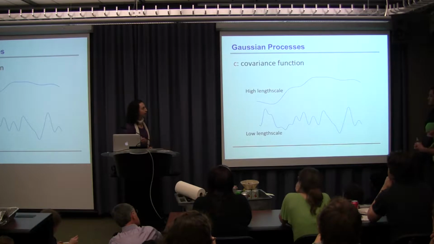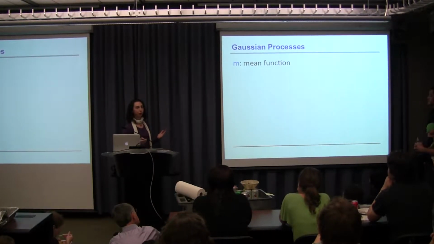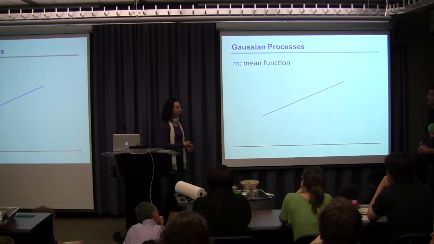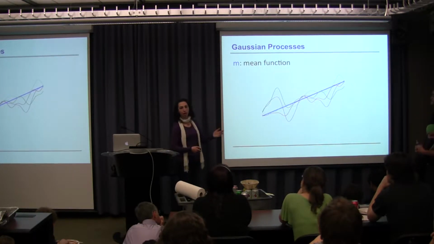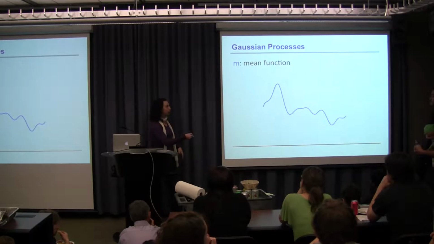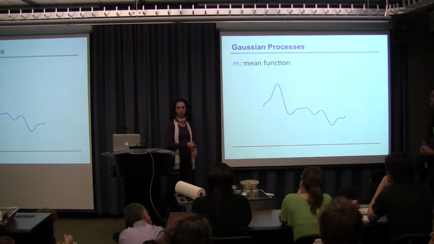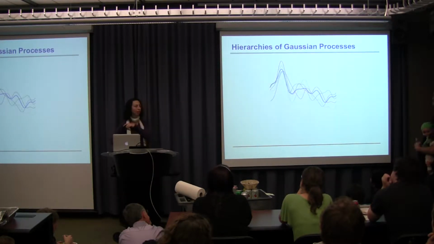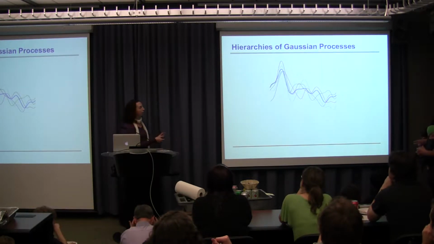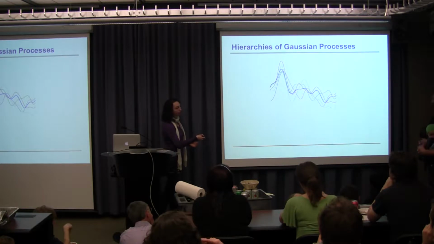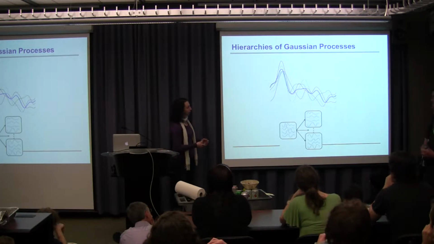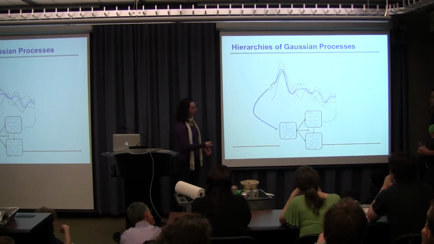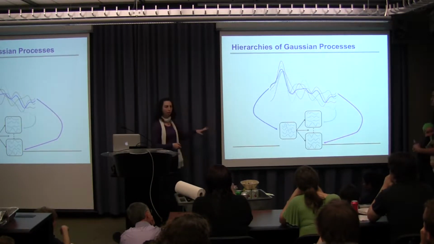Then for the mean function, perhaps we assume that there's some underlying linear trend. So we could define this as our mean, and then all of our draws from the Gaussian process will be functions centered around that mean. We can also assume some much more complicated form for the mean, and then each of our Gaussian processes will be centered around this. We can also look at defining hierarchies of Gaussian processes. So for example, maybe we don't know what this mean function is, and so we can model it itself with a draw from a Gaussian process, and then center a whole collection of Gaussian processes around this mean. We're going to use this in our modeling approach later.